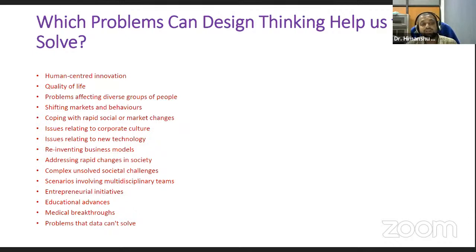Issues relating to corporate culture, issues relating to new technology, so reinventing business models, addressing rapid changes in society, so educational advances, medical breakthroughs, problems that data cannot solve. So these are various problems that we can solve using the design thinking process.